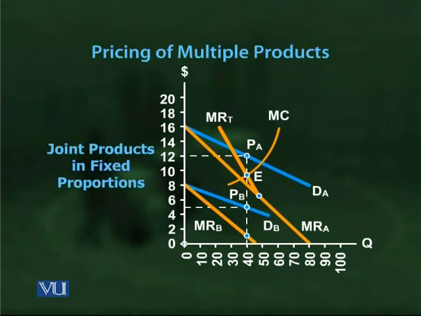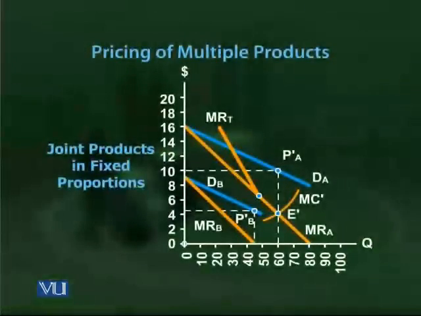Now, as far as this left panel is concerned, here we can see that the marginal revenue of both A and B is positive. So that's why we are saying the marginal revenue of both products is positive. Therefore, the firm will produce this level of output, that is, it will raise cattle, the number of cattle being 40.